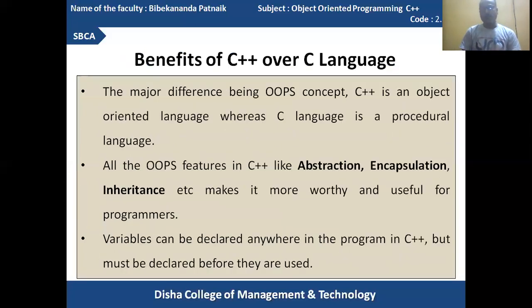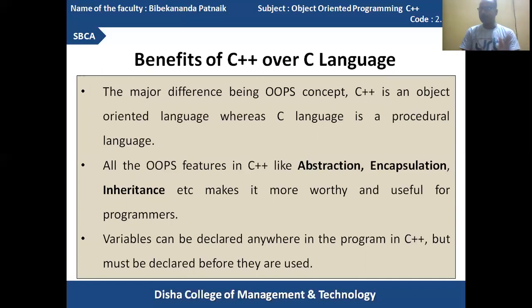And next is the major difference in object oriented programming. C++ is an object oriented language, whereas C is normally called a procedural language. As I said in the previous class, C is called a procedural programming language because it focuses on functions or procedures. But C++ emphasizes data rather than the procedure. In this case, this is basically called the function.